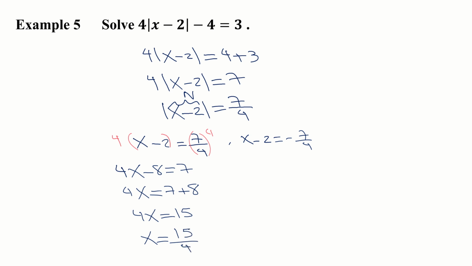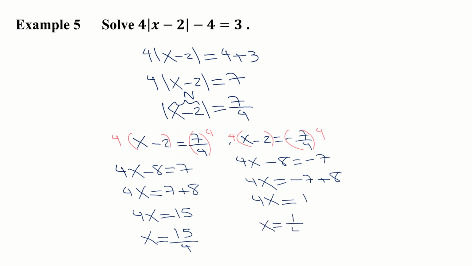Now on the other side, on the other equation, we'll do the same thing. We'll multiply both sides by 4 to clear the fraction. So we have 4x minus 8 equals negative 7. Those 4's cancel out. So we get 4x equals negative 7 plus 8. So 4x equals 1. Divide both sides by 4 and we get x equals 1/4.